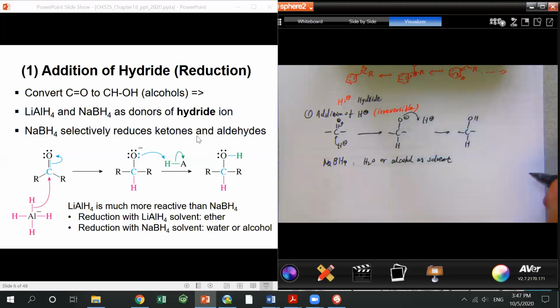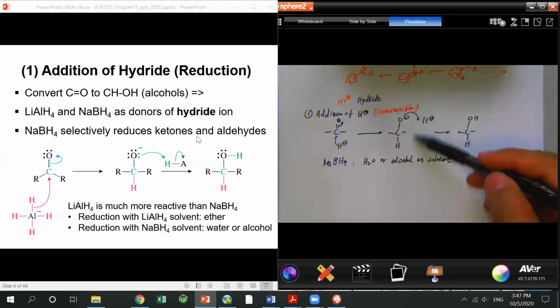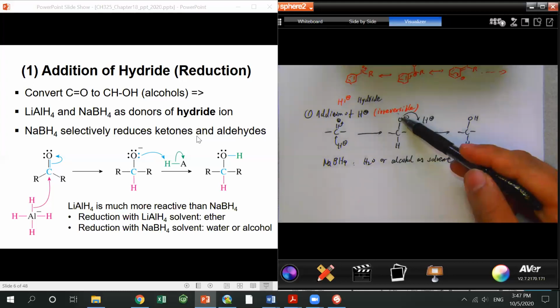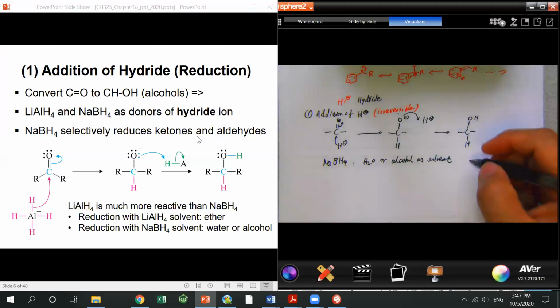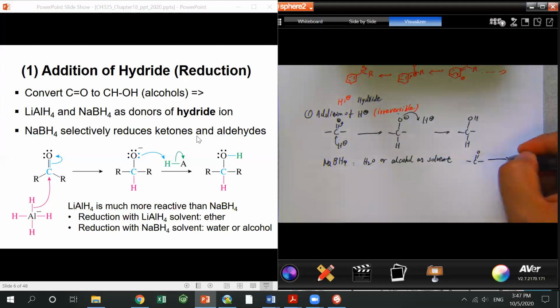A solvent. And then the reaction is pretty much just one step. After the addition of the hydride, the O minus quickly picks up a proton from water or alcohol. So for the hydride reactions, you see something like this.